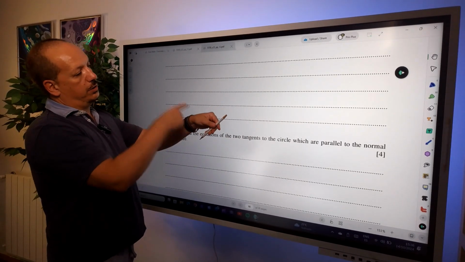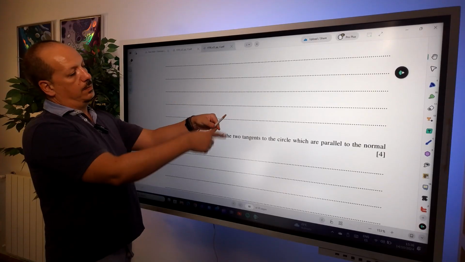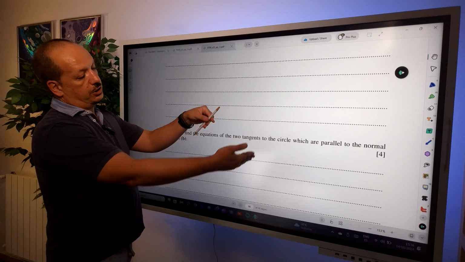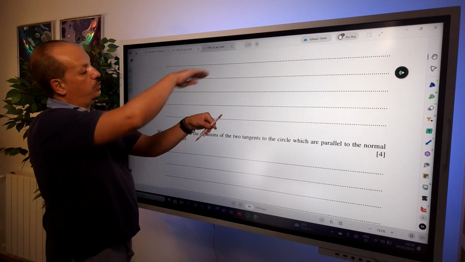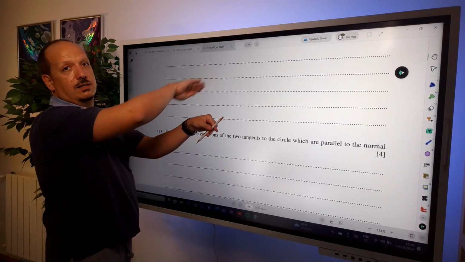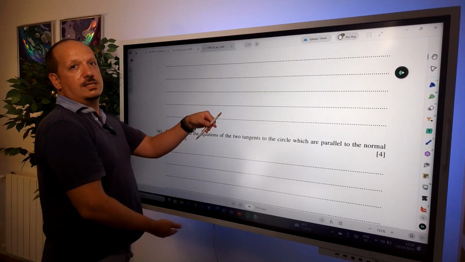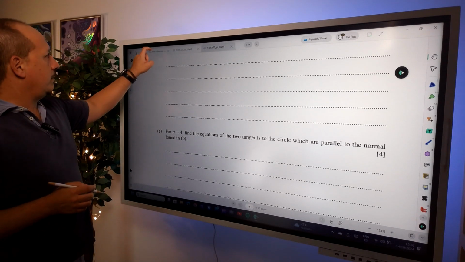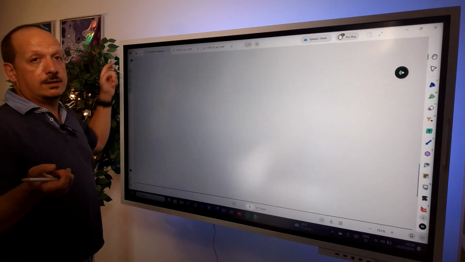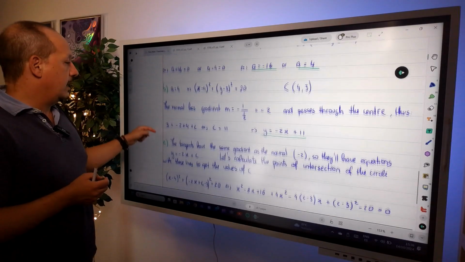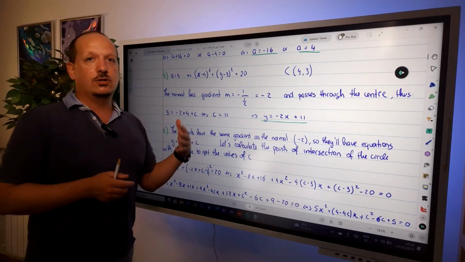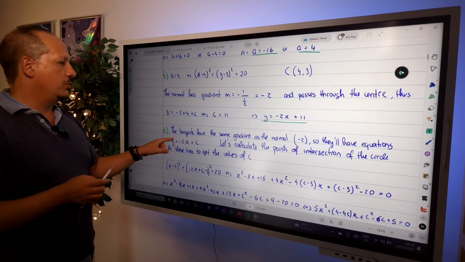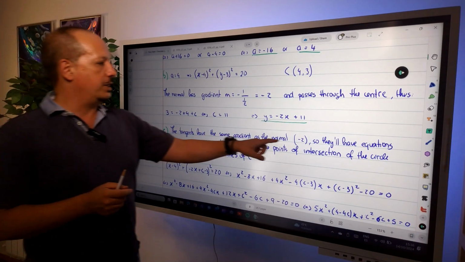So if you imagine here a circle, and this is a normal, you want the equation of the two tangents, this one over here and this one over here, that are parallel to this. So if they are parallel, you should know that the gradient of these lines are going to be the same as the normal's. And what was the gradient of the normal? It was minus 2. So the tangents have the same gradient as the normal.